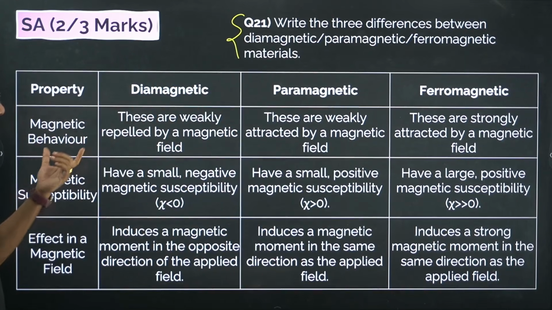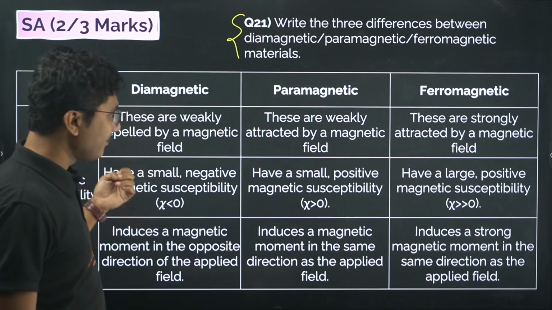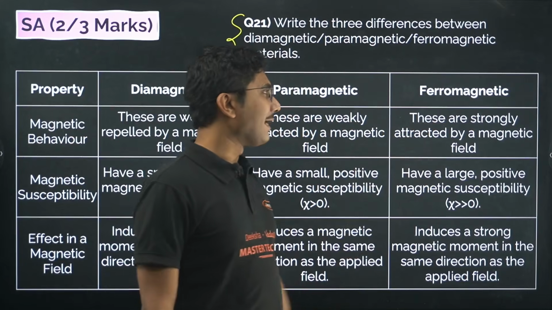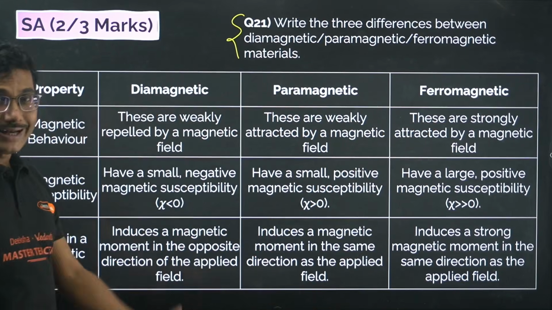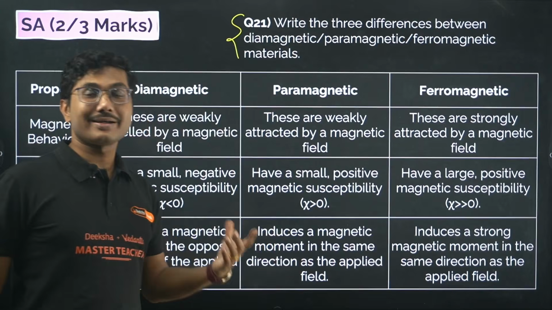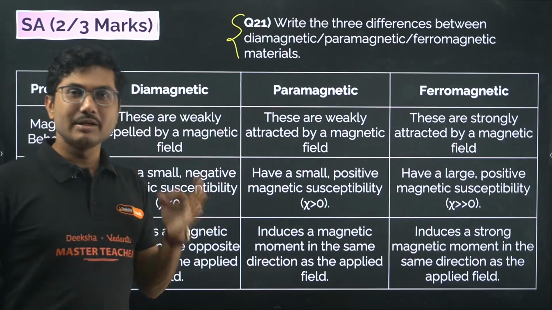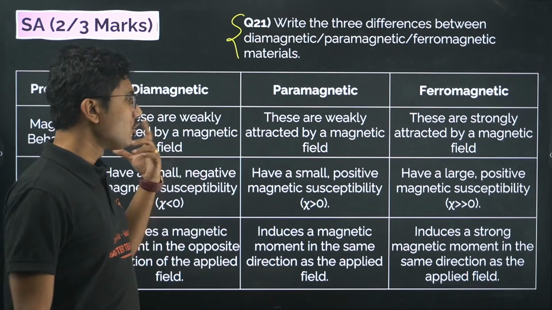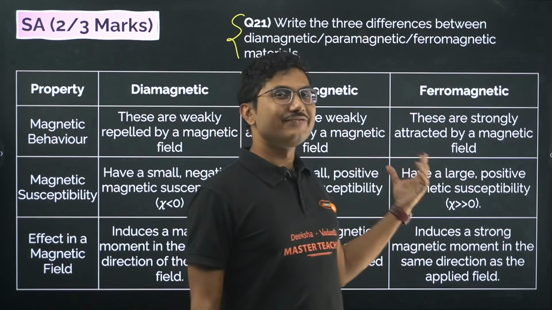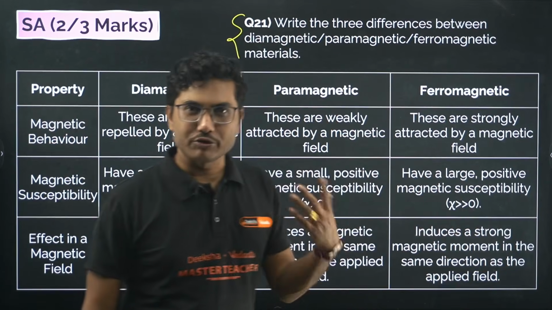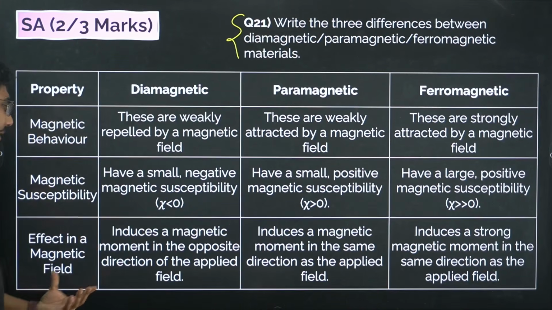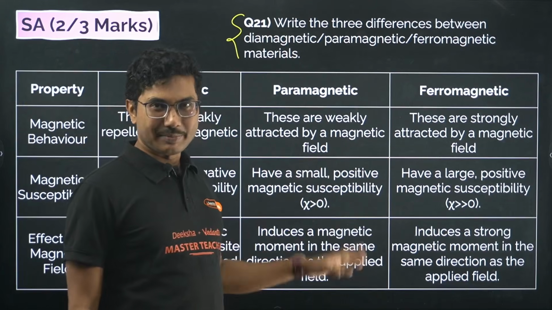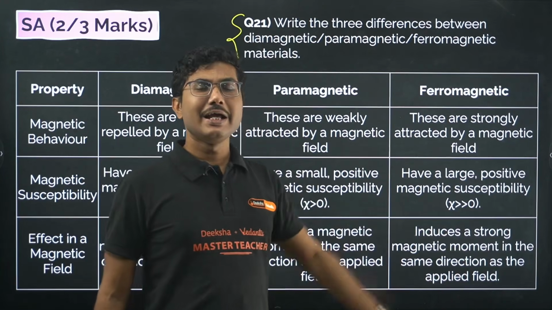Magnetic behavior: diamagnetic materials are weakly repelled by a magnetic field, paramagnetic materials are weakly attracted by a magnetic field, and ferromagnetic materials are strongly attracted by a magnetic field. Magnetic susceptibility: less than 0 for diamagnetic, small but greater than 0 for paramagnetic, and very high, positive value for ferromagnetic. Effect in a magnetic field: diamagnetic induces a magnetic field in the opposite direction, paramagnetic induces a magnetic field in the same direction, and ferromagnetic induces a strong magnetic field in the same direction.